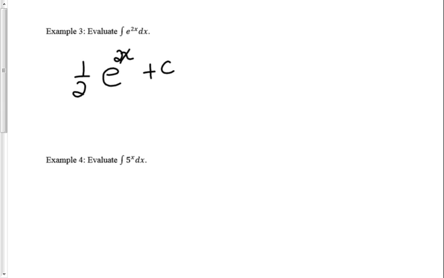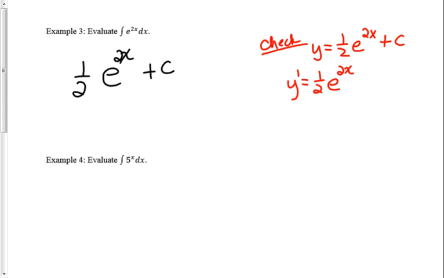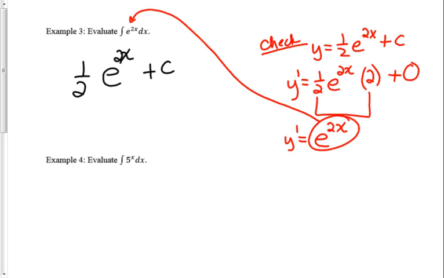And again, let's go ahead and get a quick check. So if y is 1/2 e to the 2x plus a constant, I take the derivative, my 1/2 stays there, e to the 2x is still e to the 2x, and then I multiply by the derivative of the inside, which is 2. The derivative of a constant is 0. And my 2 and my 1/2 multiply together to give me a 1. So that tells me that it should just be e to the 2x, and this is the same as what I took the antiderivative of. Okay, so that one looks good.